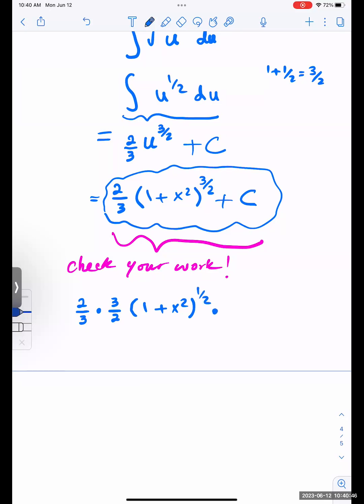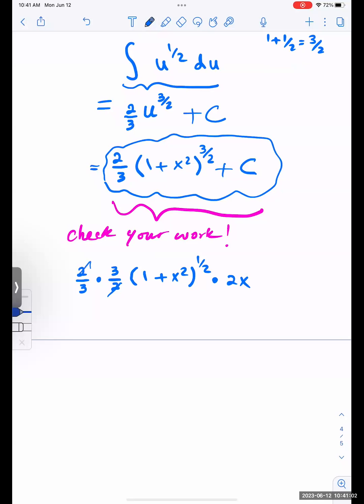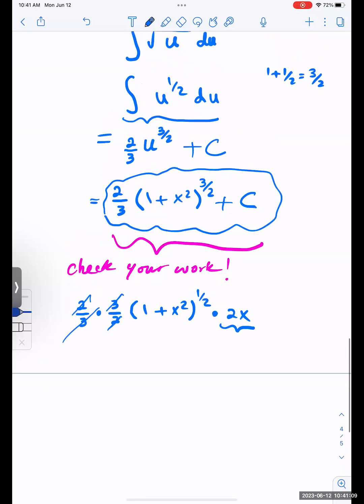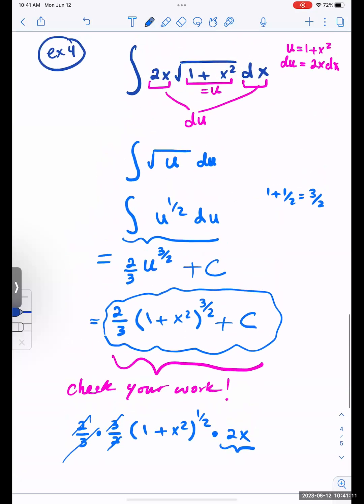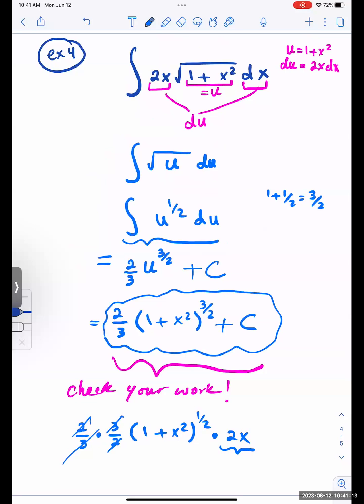Multiplied by the derivative of the inside. What is the derivative of the inside? 2x. And the derivative of the constant is 0, so I'm not worried about that. 2 and 2 cancel, 3 and 3 cancel. Looks great. So I have 2x, matching the top one, 2x, and then 1 plus x squared to the power 1/2. There you go, and that's radical.